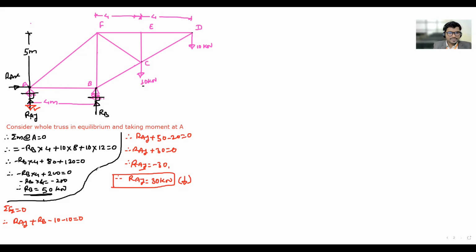Now consider summation Fx is equal to 0. Therefore, what will happen when we take summation Fx equal to 0? Rx is equal to 0, as no horizontal force is there, so there will not be any horizontal force as a reaction, we can say. Done up to this one? Yes, sir. Now we have got all the reactions.